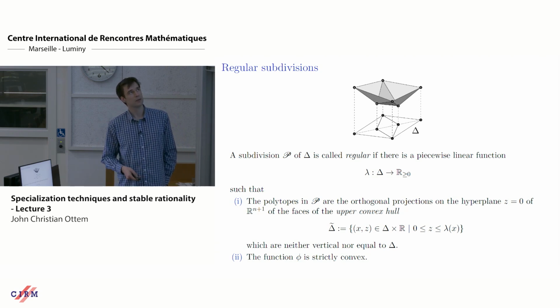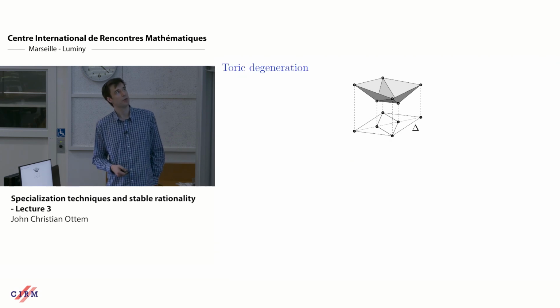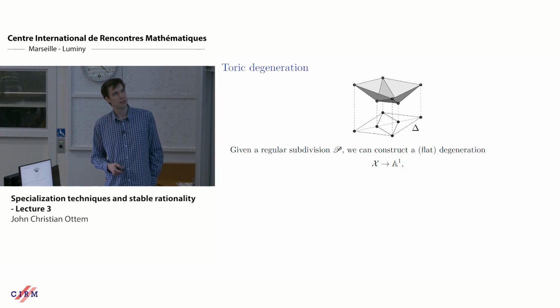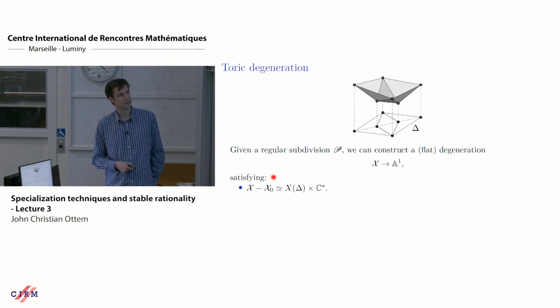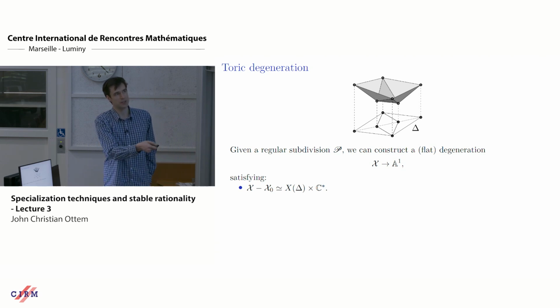And the point is that once you have this, you can write down a corresponding toric degeneration. So if we have a polytope, we can construct a degeneration from x over A1, so that if you take the generic fiber, or I mean, you remove the special fiber, it's just a trivial family, so it's really just the toric variety that you started with.